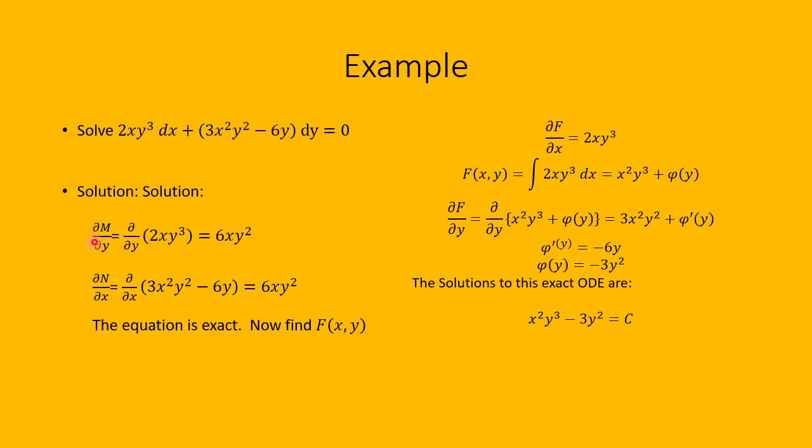So the partial of m with respect to y equals the partial derivative with respect to y of 2xy cubed, and that is 6xy squared. The partial of n with respect to x is the partial with respect to x of this stuff, and the partial derivative with respect to x of this term is 6xy squared. The partial derivative with respect to x of this term, which doesn't involve x at all, is 0. So the partial of n with respect to x equals 6xy squared. These two partial derivatives are equal, so the equation is exact.